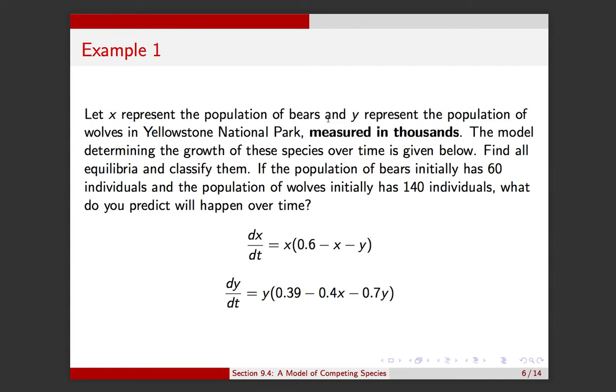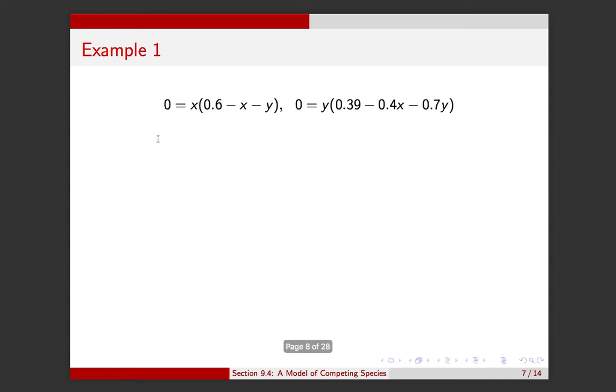So X is bears, Y is wolves. Okay, let me not get that mixed up. So anyway, this is like saying no bears, no wolves. This is saying 0.6, or 600 bears, no wolves. This is saying no bears, 560 wolves. This is saying 100 bears and 500 wolves. All 4 of those, if you're at one of those points, you'll just stay there over time. Here are the 4 equilibria: mutual extinction, the wolves being gone, the bears being gone, and then a mutual coexistence equilibrium.